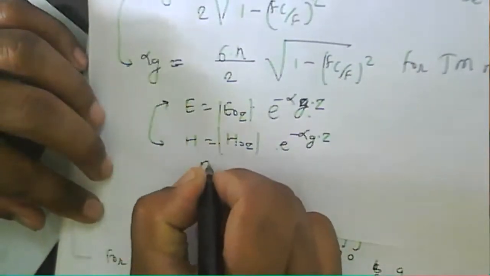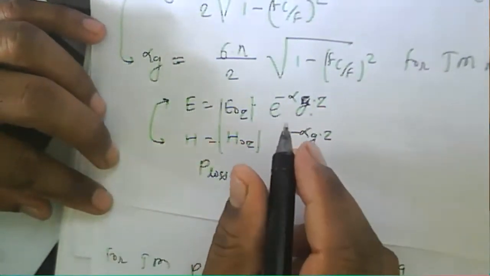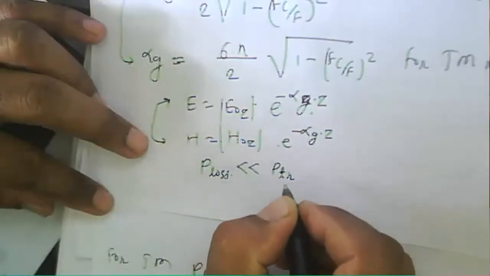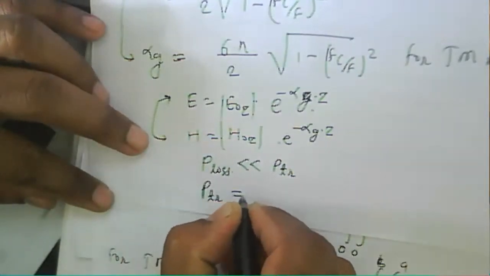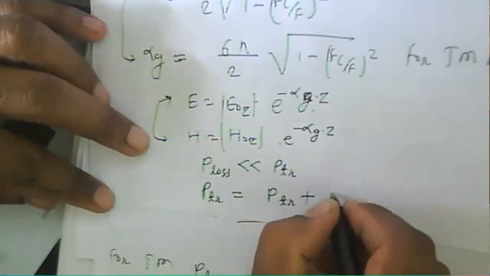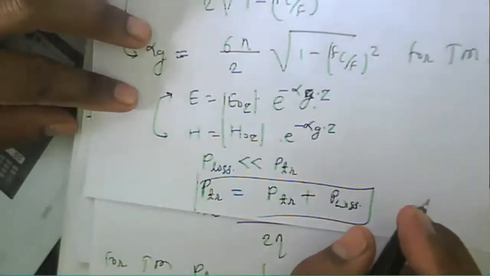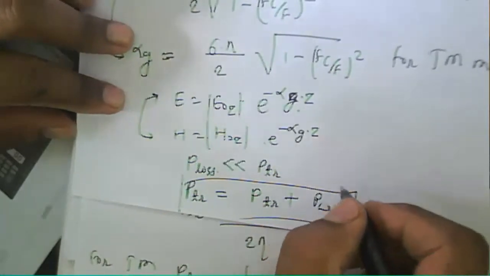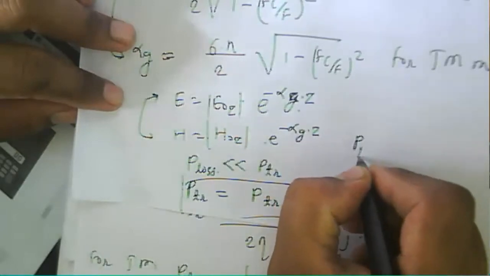Generally, the power loss, whatever loss occurs in a guide, depends upon the power transmitted. Power loss is generally less than the transmitted power, because the power transmitted in a guide is what we get at the end plus the power loss. That is nothing but your loss. So we can find out the power loss in terms of the field components directly.